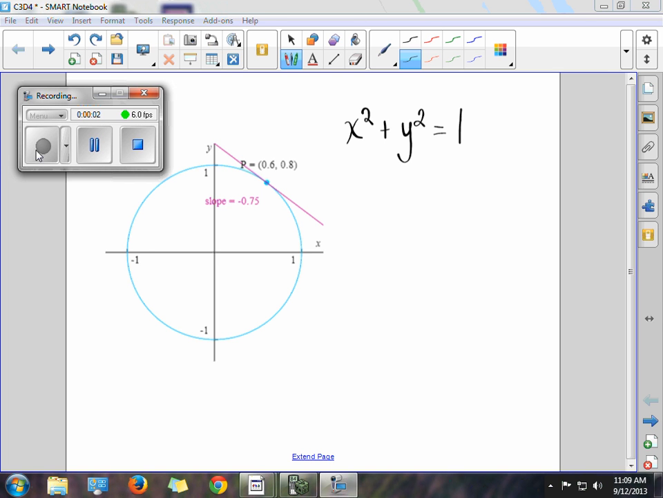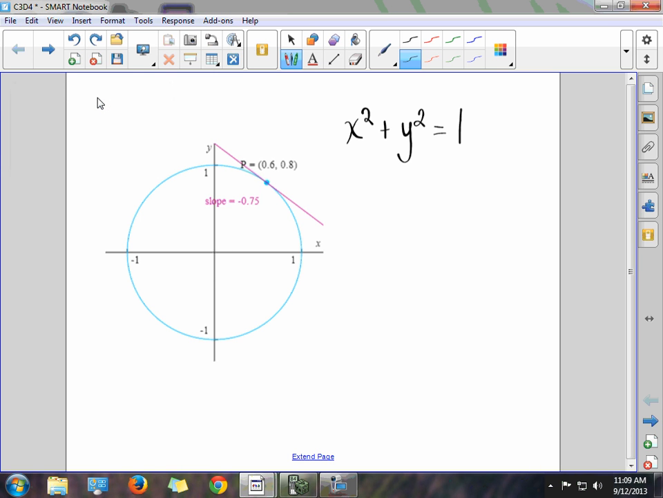Hey guys, I hope you're ready to do some really fun algebra today, because today we're talking about implicit differentiation. With implicit differentiation, we are able to find the tangent line of an equation or graph that isn't necessarily a function.